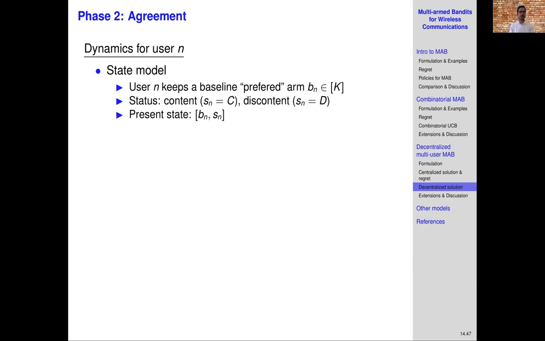So for user N, we have a state model. The user N keeps a baseline or preferred arm Bn. It also has a status, content or discontent. And the present state of the user consists of baseline arm and status pair. Initially, users are content and their baseline arm is selected uniformly.